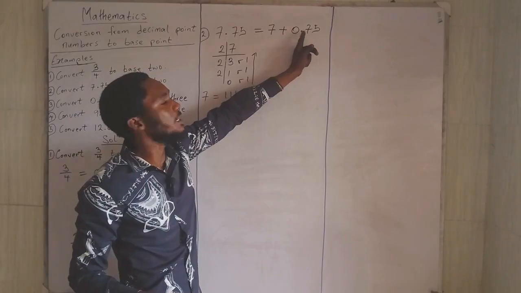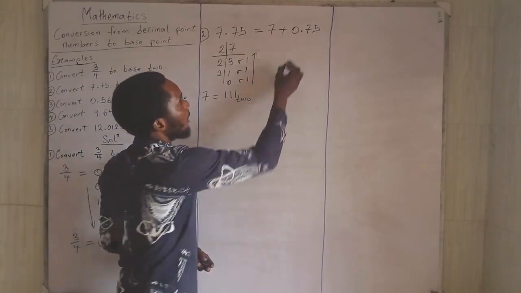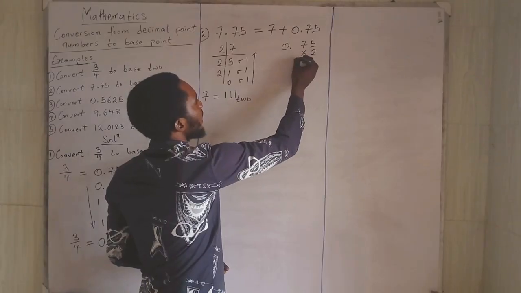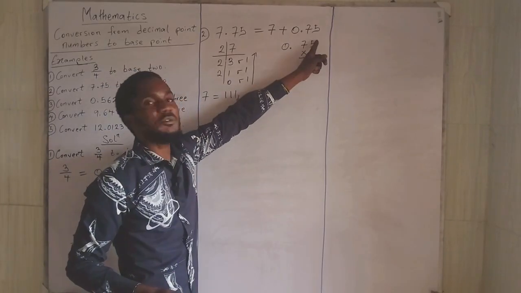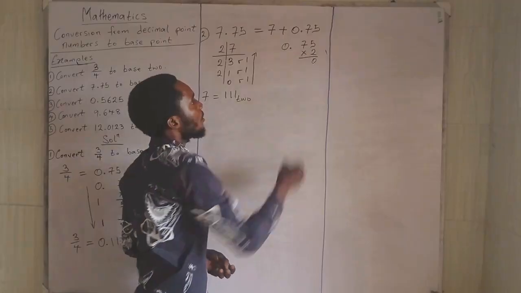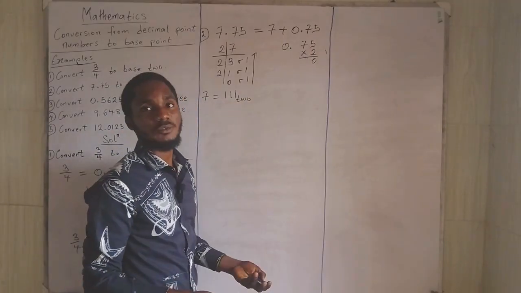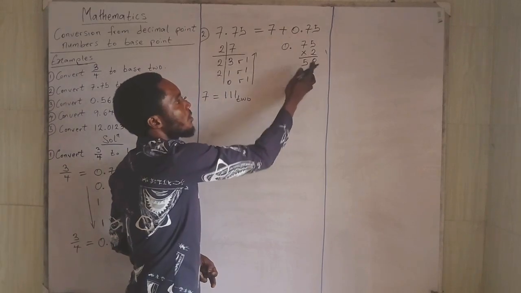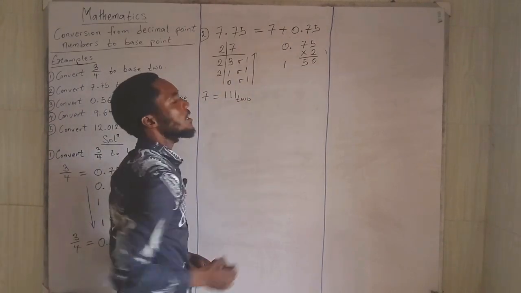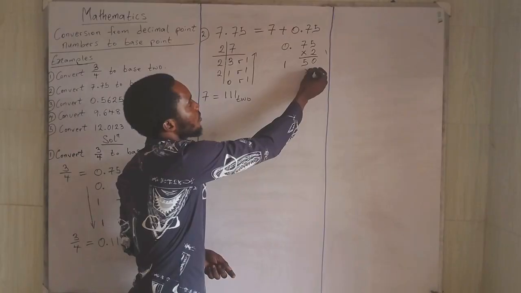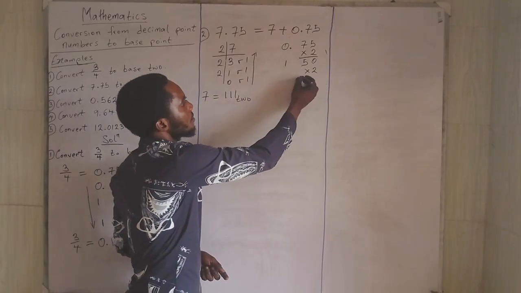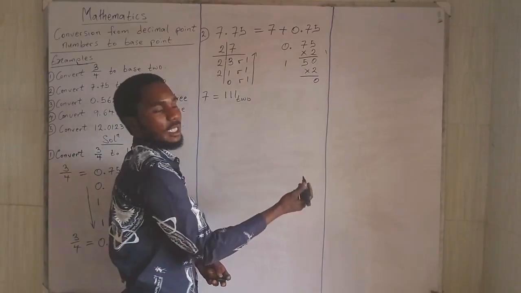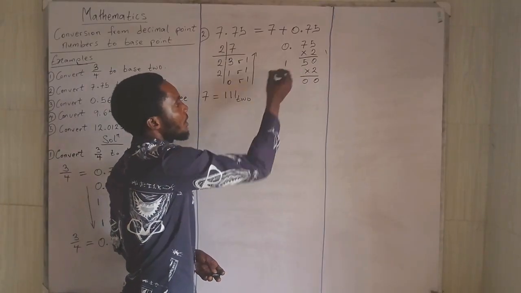We want to convert 0.75 to base 2. 0.75 times 2, we multiply it by 2. 2 times 5, that is 10. 0 remainder 1. 2 times 7, that is 14, plus 1, 15. The remaining digits, bring it here. Times 2 again. 2 times 0. 2 times 5, 10. 0, remainder 1. Bring that here.